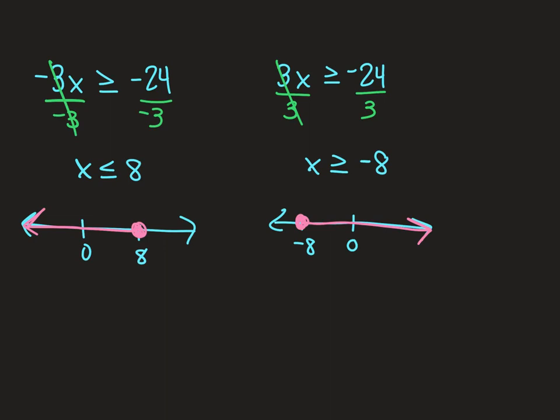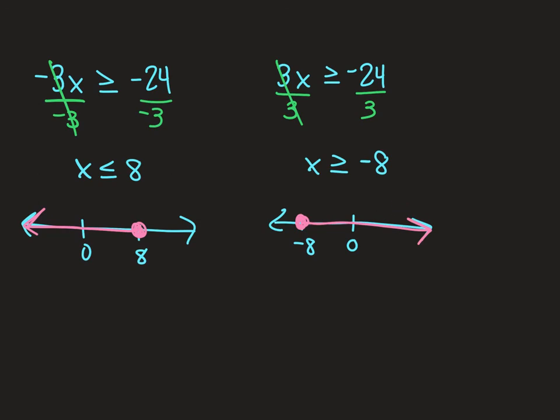All right, here's our answers. X is less than or equal to 8. This was the guy that flipped. X is greater than or equal to negative 8. This one we did not flip. This is a closed dot, color left. This is a closed dot, color right.